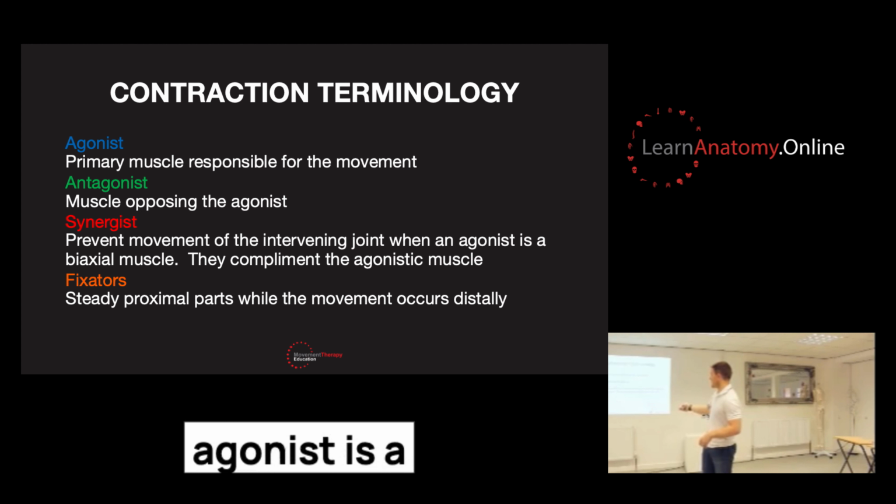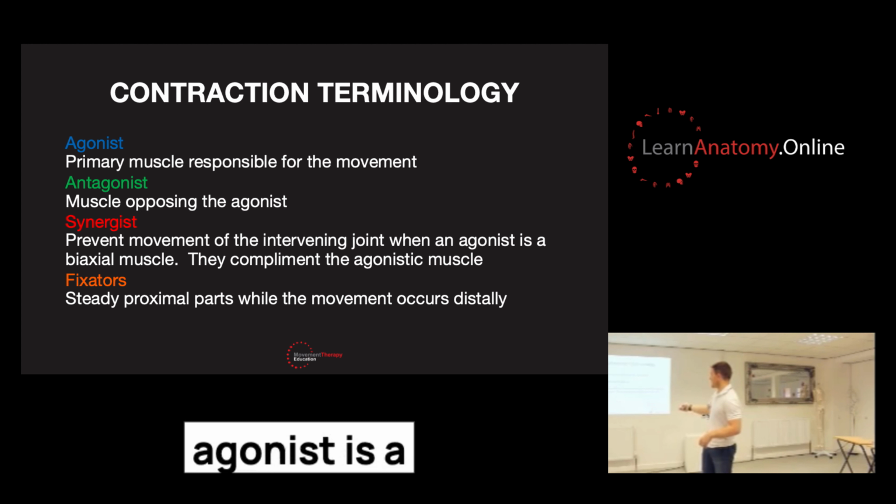Antagonist is the opposite muscle, so that's the back of the arm, and those muscles are called your tricep muscles. Okay? So when I lift something like that, this muscle is working as the agonist, and these muscles are opposing it as the antagonist. Okay?